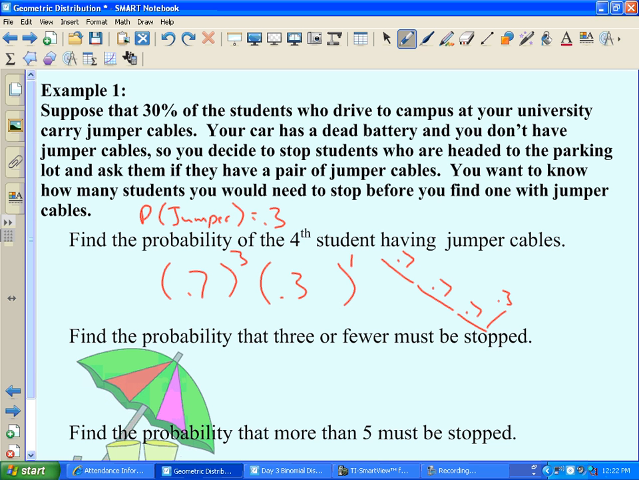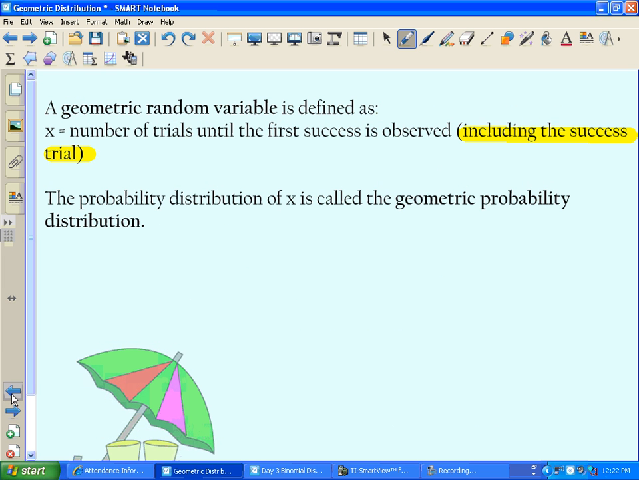It's not 3.14. Your formula for geometric is basically this: 1 minus p, to the power n minus 1, and then p once. That's basically what's happening. In the context of this one, you're looking for that fourth person to have jumper cables. So it's going to be 1 minus the probability of success, to the 4 minus 1, times the probability of success once. That's your generic formula. I think the book uses pi instead of p there. Like I said, geometric's easier.